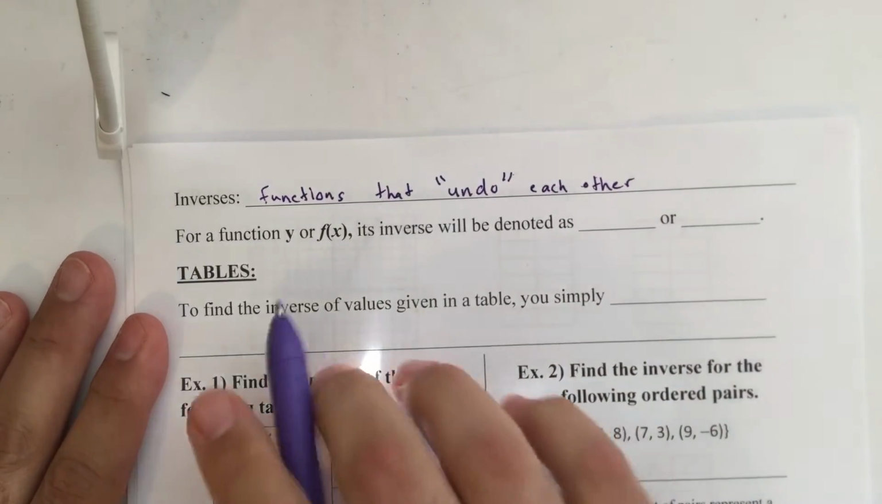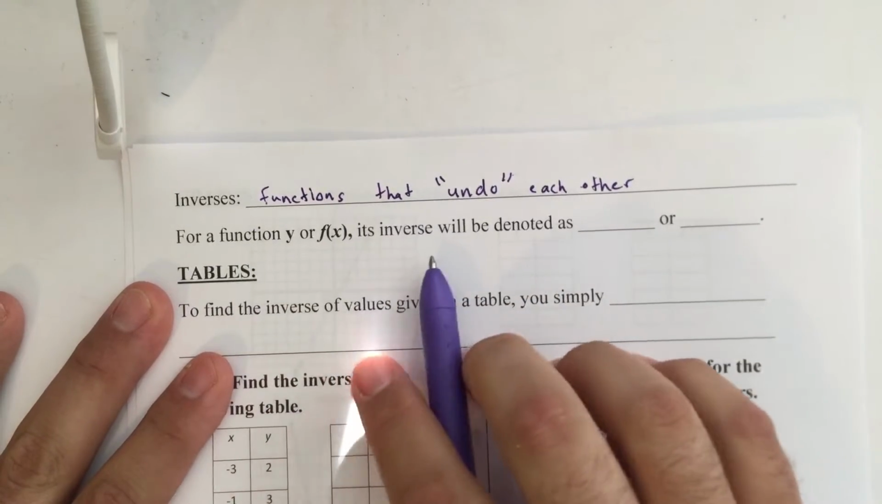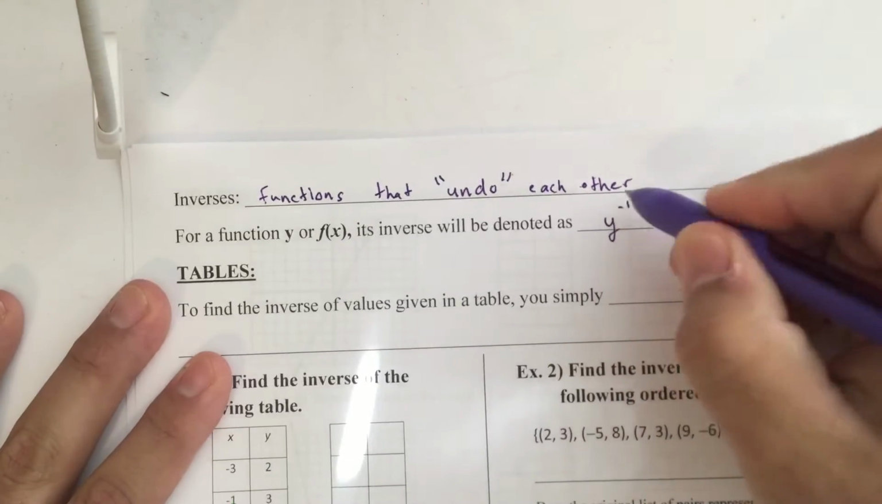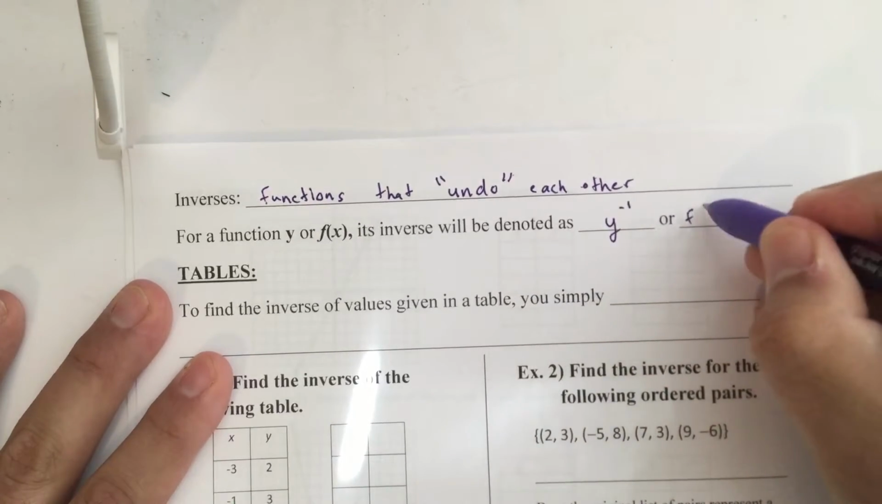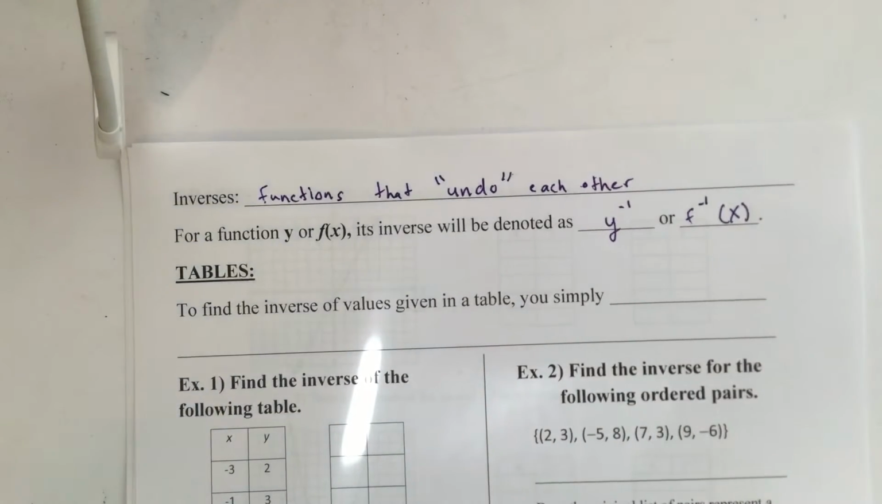Well, that means for a function of y or f of x, those are the two things, its inverse will be denoted as y inverse, or y to the negative 1, or f inverse of x. And it's negative 1. That really just means it's the inverse. It's the opposite of it in another way. I kind of like that we have inverse operations: multiplication, division, addition, subtraction, and so forth.